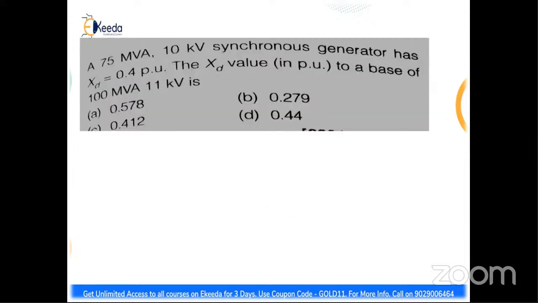Okay, so now next question: a 75 MVA, 10 kV synchronous generator has XD equal to 0.4 pu. The XD value in pu to a base of 100 MVA, 11 kV is, the options are 0.578, 0.275, 0.412 and 0.44. So let us write the given data.